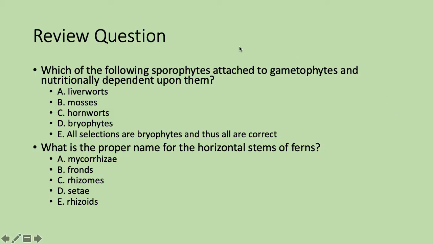So review question: which of the following sporophytes are attached to gametophytes and nutritionally dependent upon them? I think I worded that weird, but which ones have sporophytes that are attached to their gametophytes and are dependent on the gametophytes for nutrition?